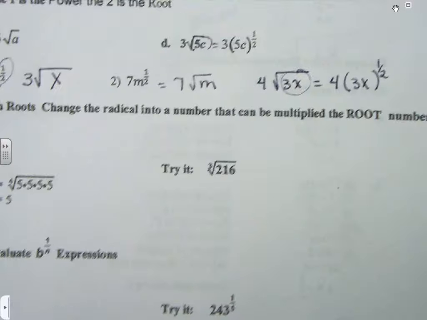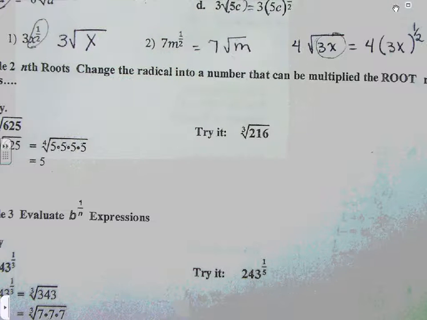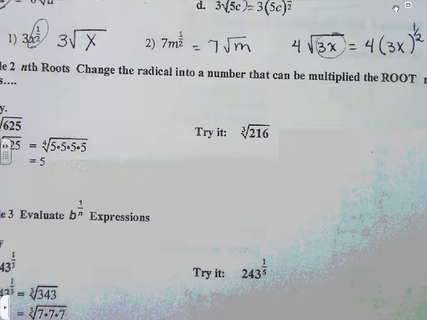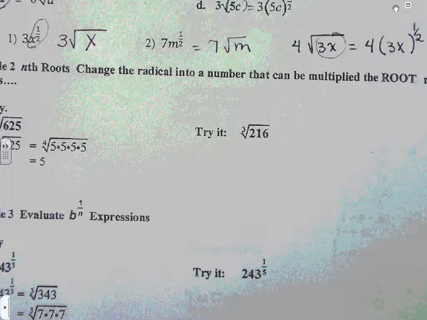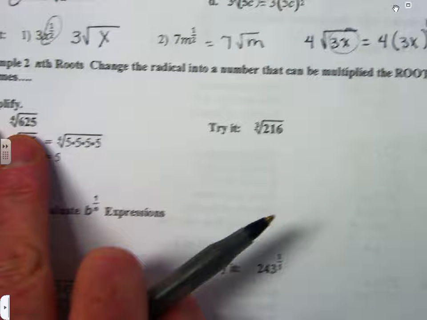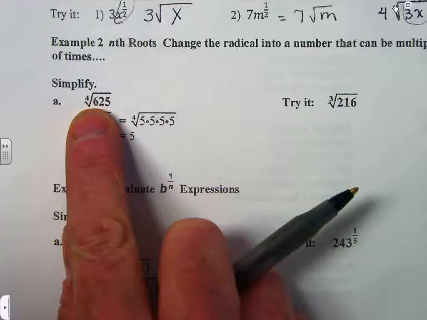All right. So now we're actually going to find the root, meaning I'm looking for the number that actually makes the mathematics here truthful. Okay, so if I have a 4 in front of my radical, I'm looking for the 4th root.